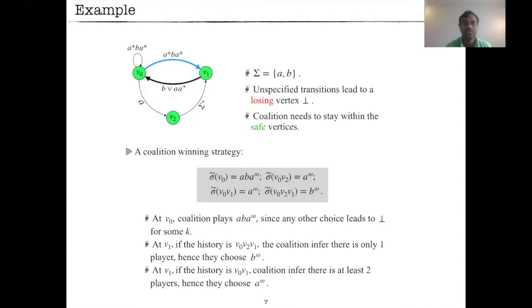On the other hand, if the history is V0, V1, then the coalition infers that there are at least two players, and hence it chooses a power omega. In case it loops to V0, it again chooses (a b) power omega from V0. So this is a coalition winning strategy. In the rest of my presentation, I will show that the safe coalition problem is decidable.